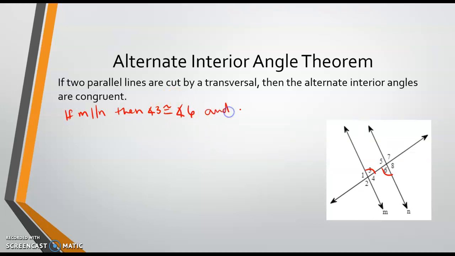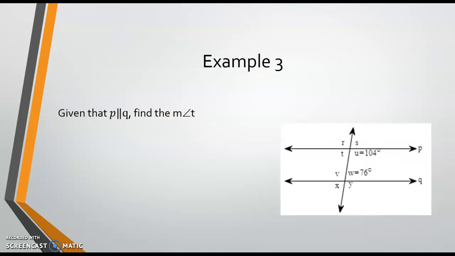and angle 4 would be congruent to angle 5. Again, they're on opposite sides of the transversal. They're crossed from each other. So let's practice this one. Given that P is parallel to Q, find the measure of angle T.